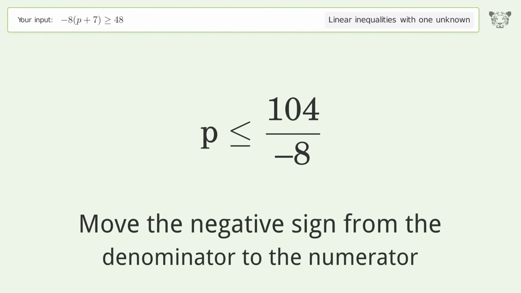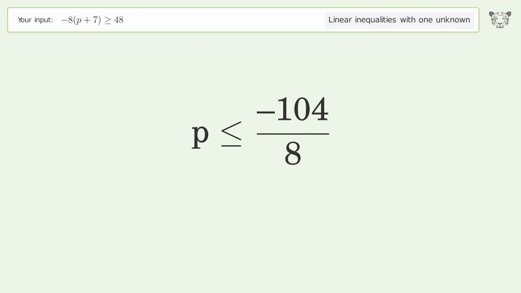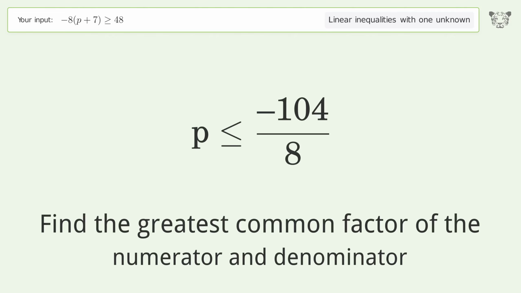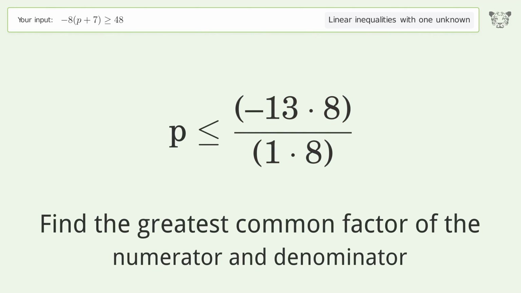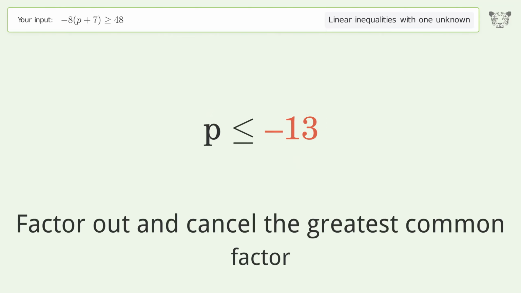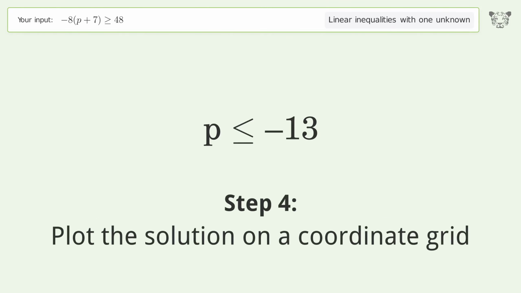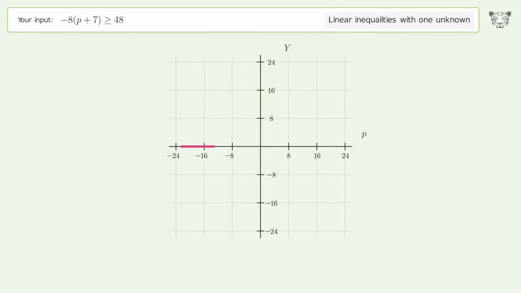Move the negative sign from the denominator to the numerator. Find the greatest common factor of the numerator and denominator. Factor out and cancel the greatest common factor. Plot the solution on a coordinate grid. And so the final result is p equal or smaller than -13.